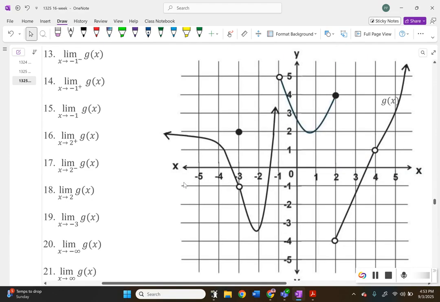Okay. So number 13 says to find the limit as x approaches negative 1 from the left. Find negative 1 and picture a vertical line there, and then figure out which side is the left of that. This is the left side of that. And follow the graph. As you get closer and closer to negative 1, your y values are going up, up, up, up, up. So they are going to positive infinity.